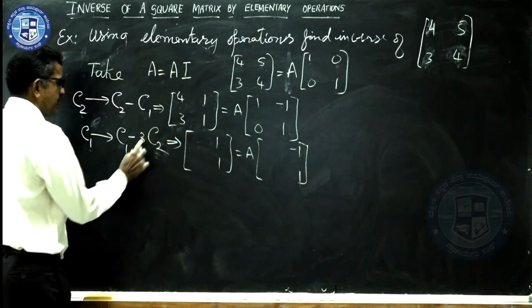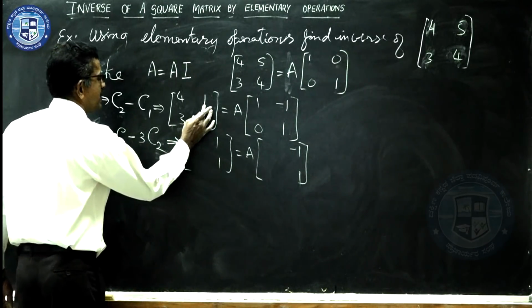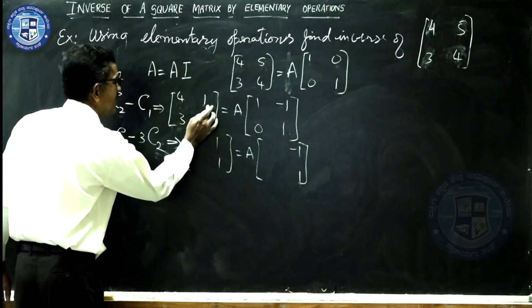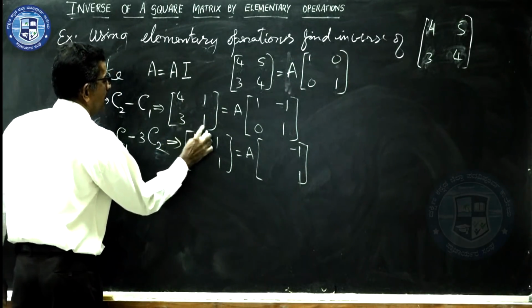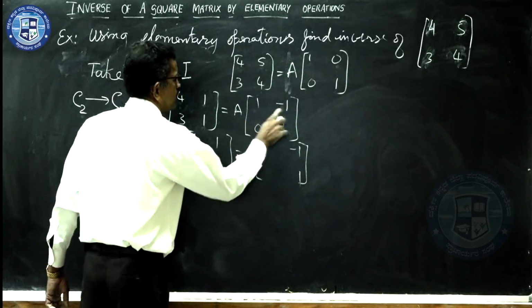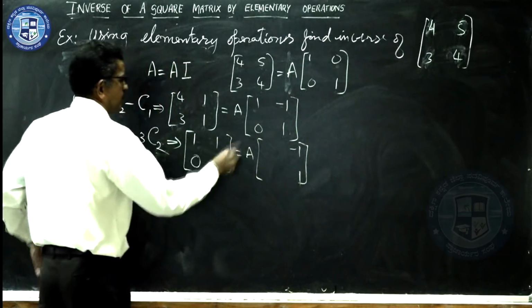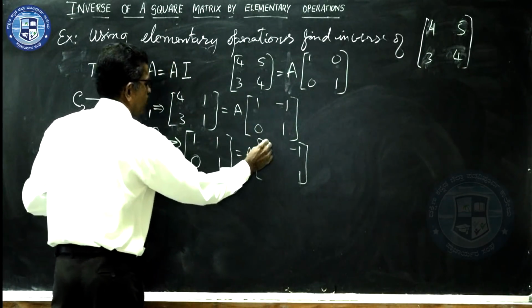First column, how are the changes found here? C1 minus 3 times C2. What is this? 4 minus 3 times 1, it is 1. What is 3 minus 3 times 1? It is 0. And what do you expect here? This minus 3 times this, it will be what? 4.